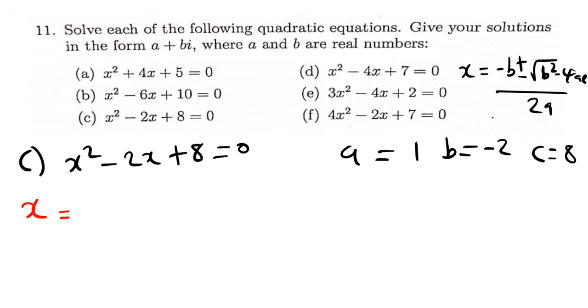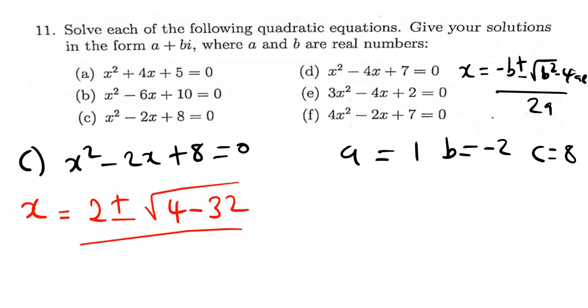Okay, negative B, in this case, since we already have a negative there, you are just going to have a positive 2 there. Positive or minus the square root of B squared. B is negative 2, and negative 2 squared is 4. Minus 4ac. Our A is 1, our C is 8. 8 multiplied by 4 is 32.